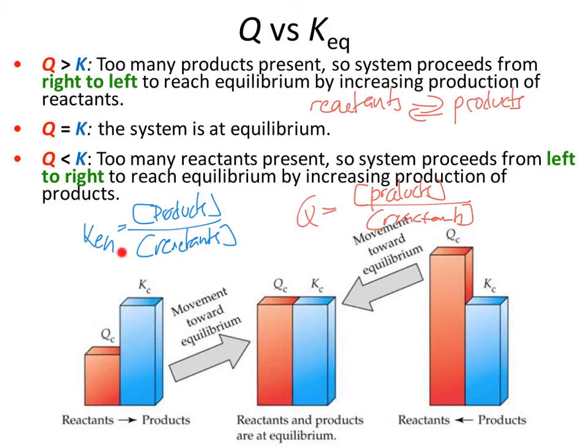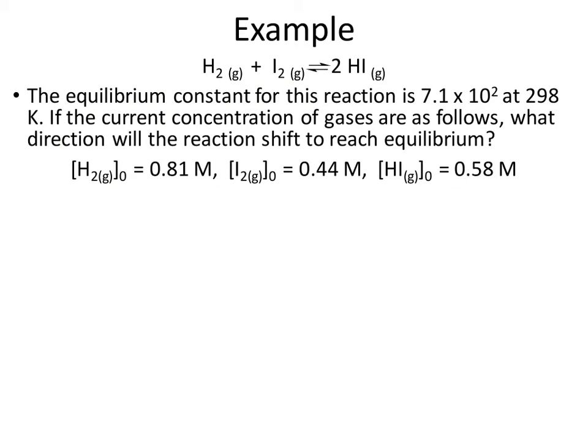Now, a thing of beauty is if K and Q are equal to one another. If so, that means that the proper ratio of products to reactants has been reached, and it matches what our K equilibrium is for that reaction at that temperature. So let's look at our first example here.